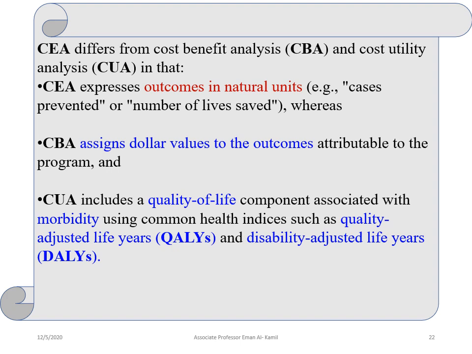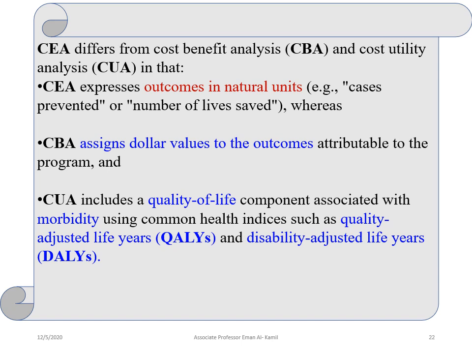So the quality of life component associated, they took in consideration the quality of life of the individual associated with the morbidity using common health indices اللي هي quality adjusted life years and the disability adjusted life years. فياخذون بنظر الاعتبار يحسبون ايش قد الفائدة من هذا البروجرام إذا هو راح يعيش انه disable على سبيل المثال.